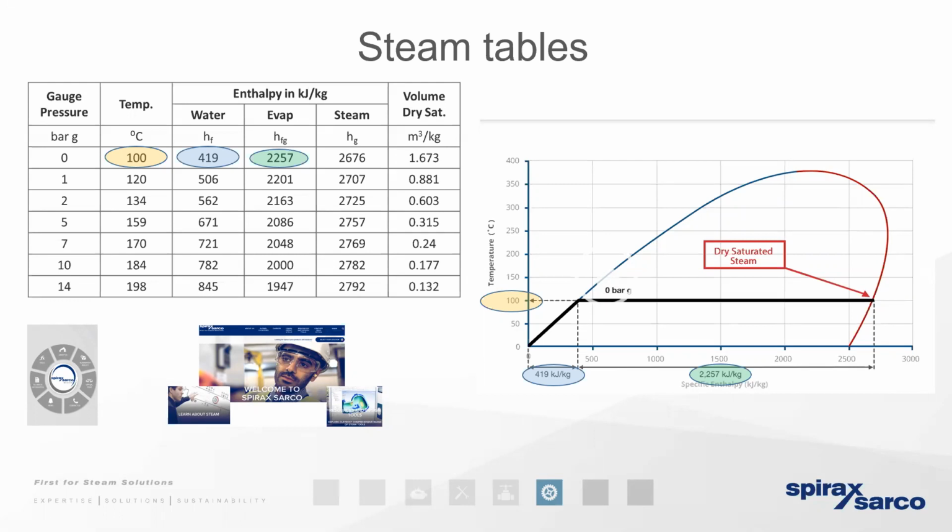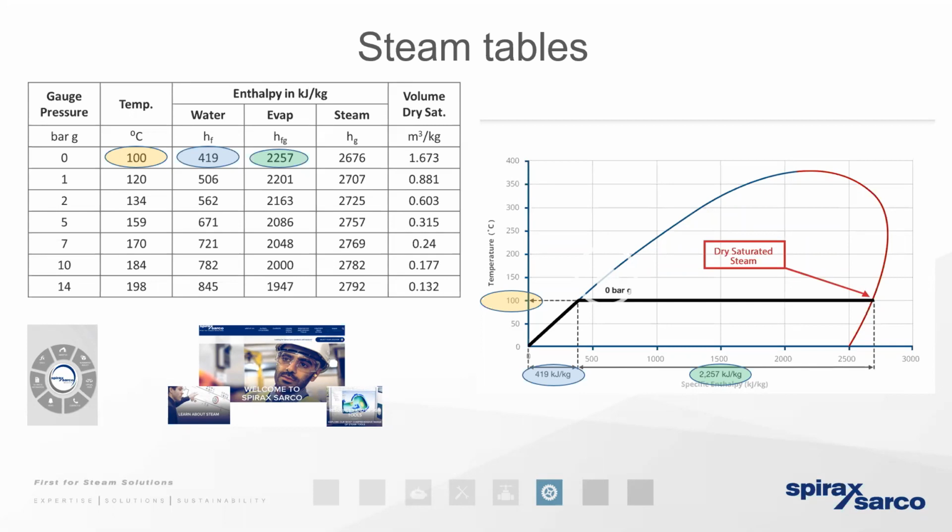4.19. That's the specific heat capacity of water. And we know that water is the raw ingredient of the steam system. 4.19 means if we want to increase 1 kilogram of water by just 1 degree, we need to add 4.19 kilojoules of energy to it. So to bring water up to boiling point, which at atmospheric conditions, 0 bar gauge, we know is 100 degrees, that boiling water needs to contain 419 kilojoules of energy.